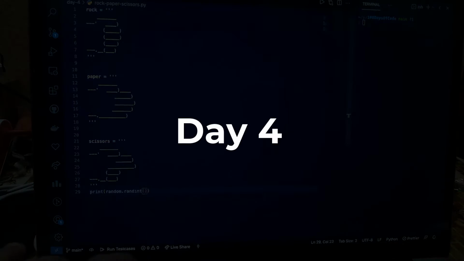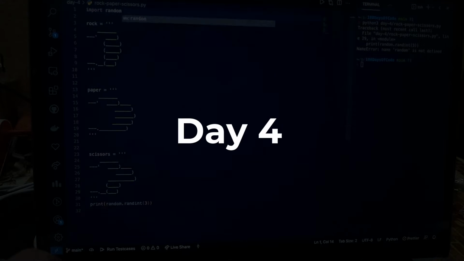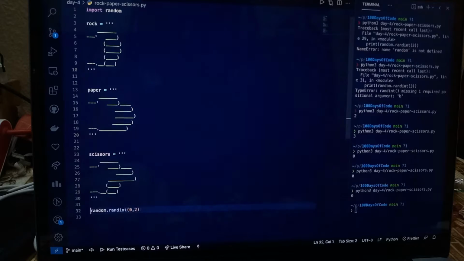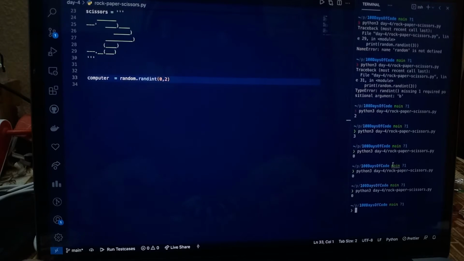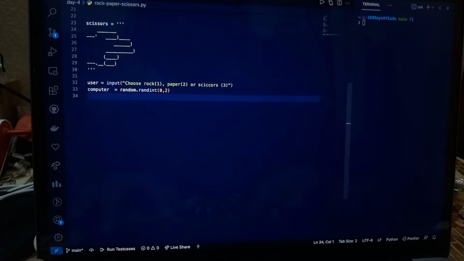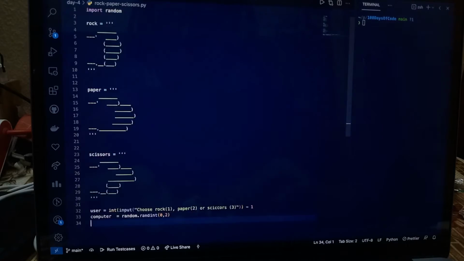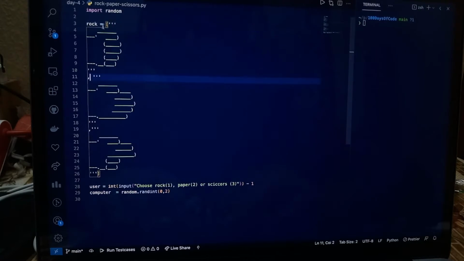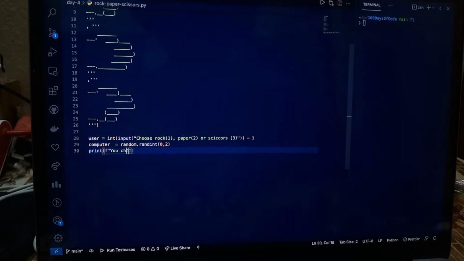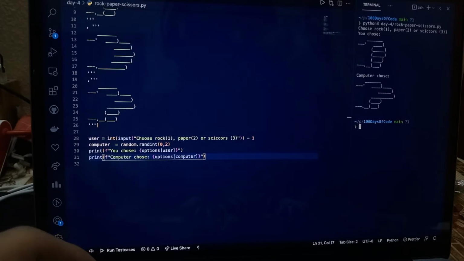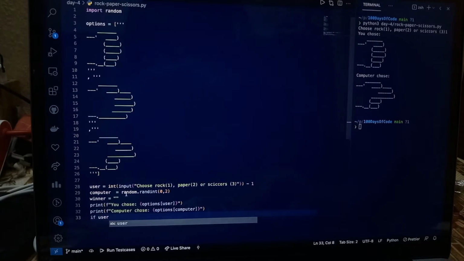So day 4 was all about randomization in Python. I created this game where you input 1, 2 or 3, like 1 for rock, 2 for paper and 3 for scissors. Based on your input, there's a list of strings, the diagrams like rock, paper and scissors, the hand gestures.